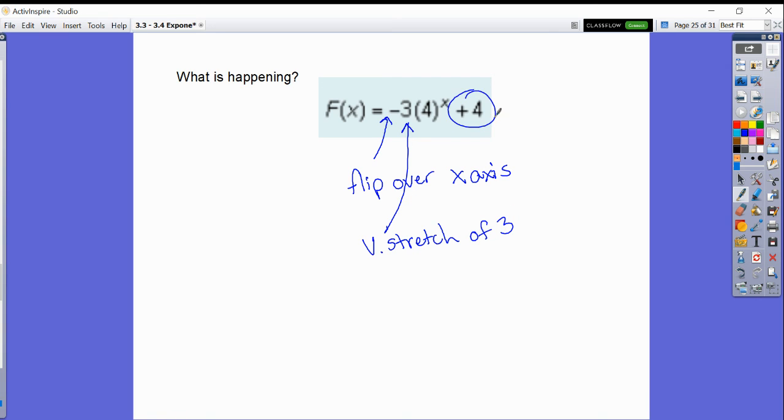And what does this plus 4 on the end do? Up 4. Now these pretty much need to happen in order. These two don't really matter because they're both the same, but order of operations, we would multiply first and then add, right? So we need to stretch it first and then move it up, because if you move it up and then stretch it, it doesn't quite work the same.